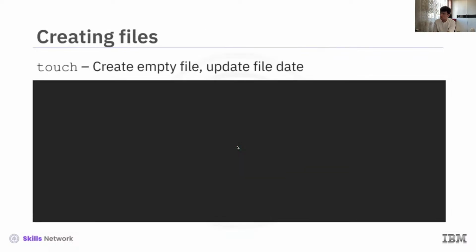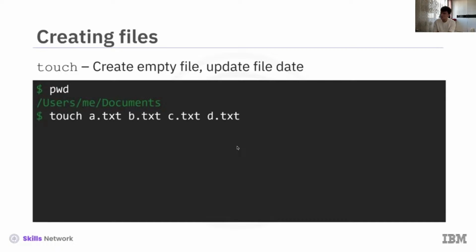The touch command can be used to create empty files. Suppose you're in your directories folder, which is empty, and you wish to create some empty text files. You can do this by entering touch along with some file names A, B, C, and D with the .txt suffix. Now you can see that your documents folder contains the 4 files you created.